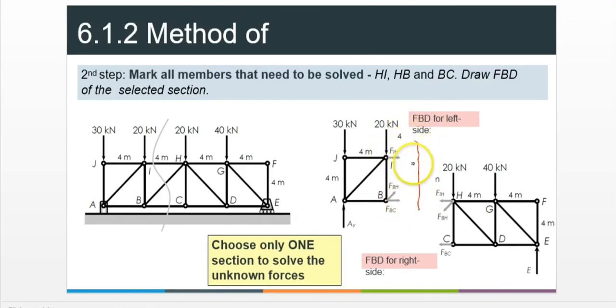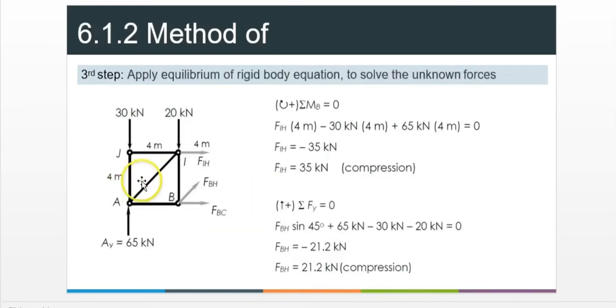Right, untuk second step pula, marks all the members that need to be solved. So maximum 3 unknown forces. Okay, choose only one section to solve the unknown forces. Kita pilih salah satu je. So tak perlu dua-dua. Okay, and then for this one, let's say kalau kita ni from the left side lah. Okay, left side kita solve from the left side. And then for the moment from B equals to 0.